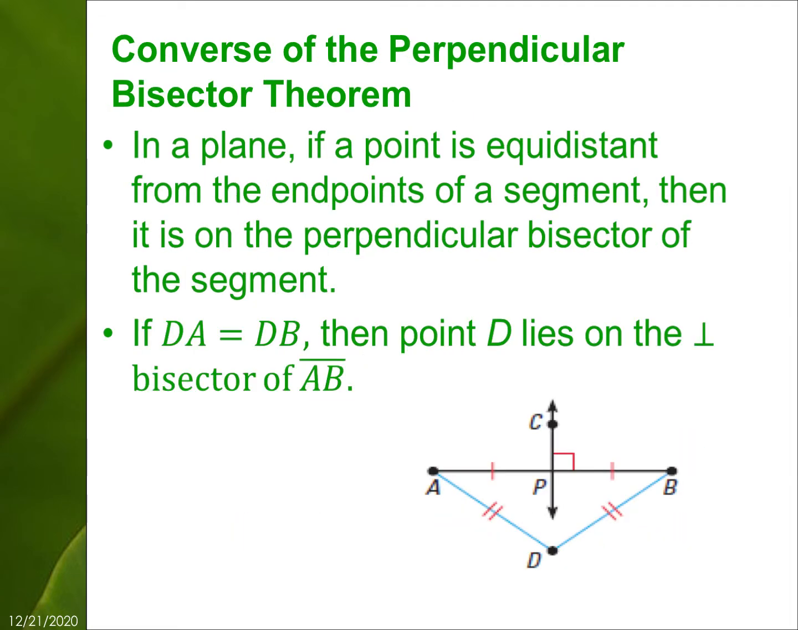So the converse of the perpendicular bisector theorem, again, remember when it's a converse, it switches the order, the if and the then switch. So here now it states that in a plane, if a point is equidistant from the endpoints of the segment, then it is on the perpendicular bisector of the segment. So notice here, it's telling us that if DA is equal, or even congruent, you could also have a congruent symbol here, then point D lies on the perpendicular bisector.